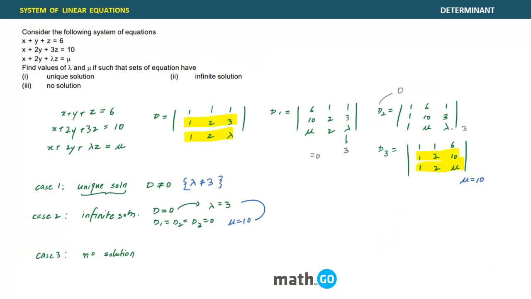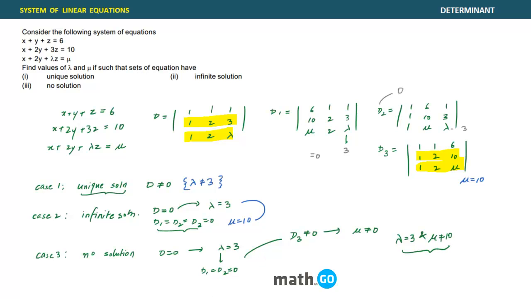So d equal to 0 implies lambda should take value 3, and we want d1, d2, d3 not all equal to 0. As soon as lambda becomes equal to 3, we know that d1 and d2 will be 0. Now the only possibility left is that d3 should not be 0. This is possible when mu is not equal to 10. So the answer to case 3 is that lambda is 3 and mu is not equal to 10, then you will have no solution, inconsistent solutions basically.